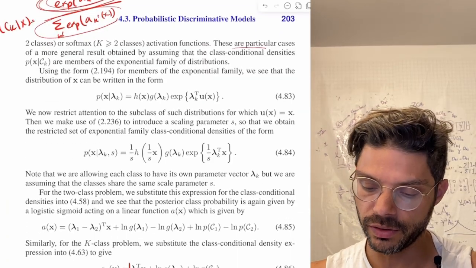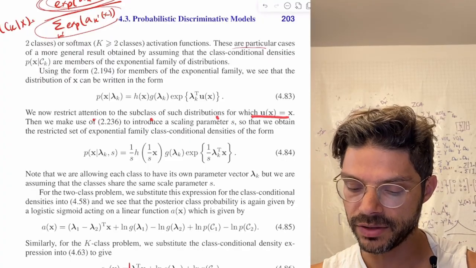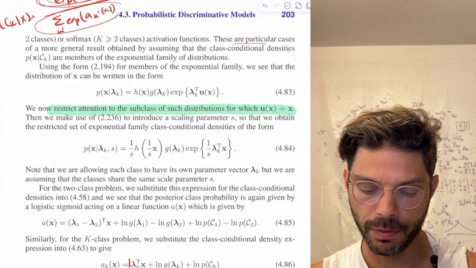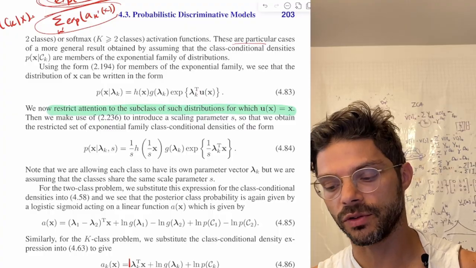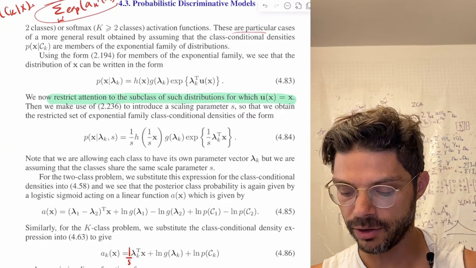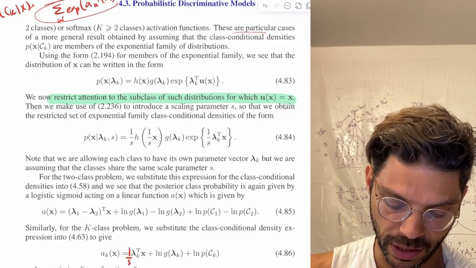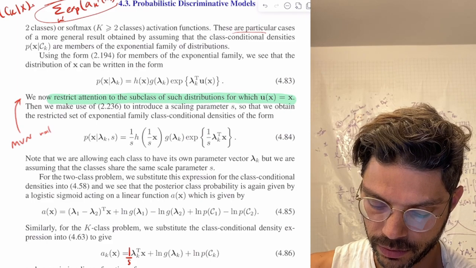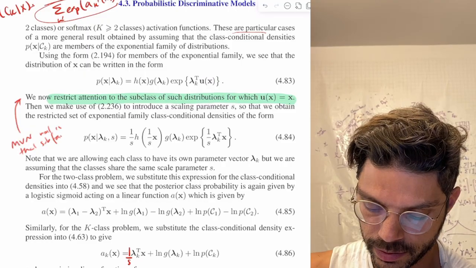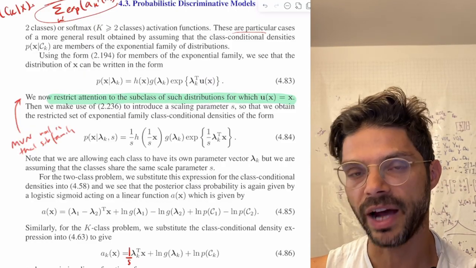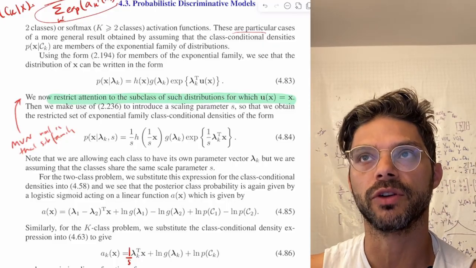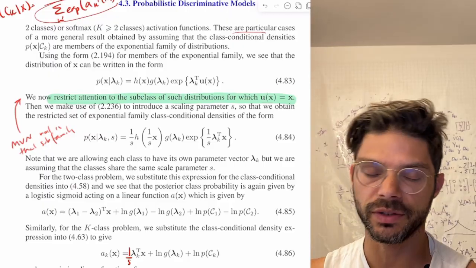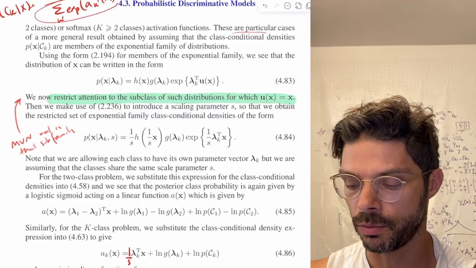Okay, so now he says, look, we're going to restrict our attention to the subclass of such distributions for which u of x equals x. The problem with this is that the Gaussian distribution that we were just talking about is not in this family. It's not going to matter, and I'll tell you why. Remember, for the Gaussian, the u of x was x and then x squared, or some appropriate variant of that for vector-valued data. So the multivariate normal is not in that subfamily. This does work for the discrete case we talked about, but not necessarily for the multivariate normal.